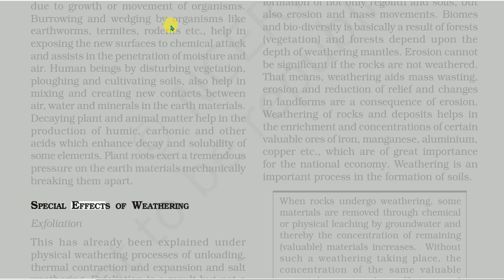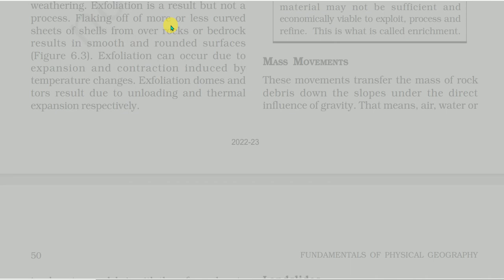Special effects of weathering. Exfoliation. This has already been explained under physical weathering processes of unloading, thermal contraction and expansion and salt weathering. Exfoliation is a result but not a process. Flaking off of more or less curved sheets of shells from over rocks or bedrock results in smooth and rounded surfaces, Figure 6.3. Exfoliation can occur due to expansion and contraction induced by temperature changes. Exfoliation domes and tors result due to unloading and thermal expansion respectively.